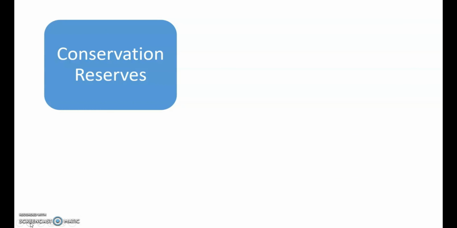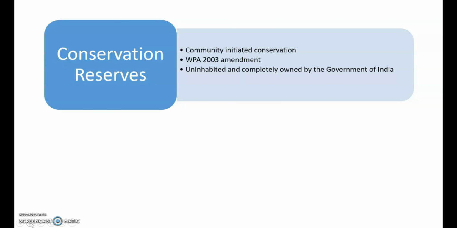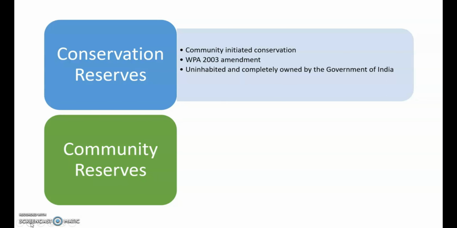According to the Wildlife Protection Amendment Act 2003, an area can be protected as a conservation reserve or community reserve with the cooperation of the local community. These areas are corridors or zones between established national parks or wildlife sanctuaries. Conservation reserves are owned by the state government, whereas community reserves can be privately owned lands.